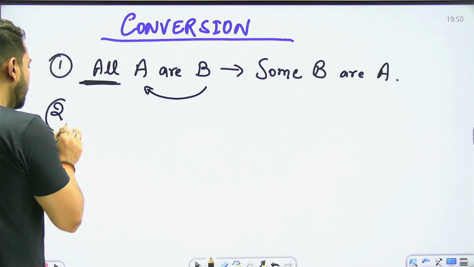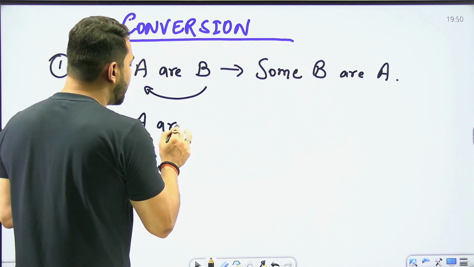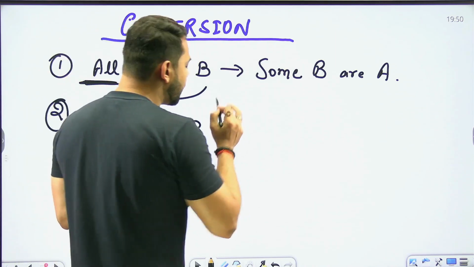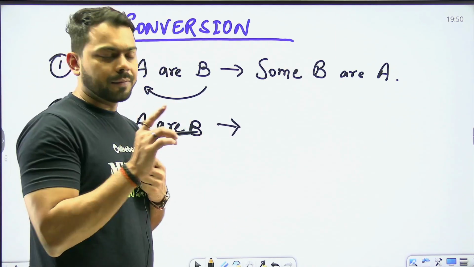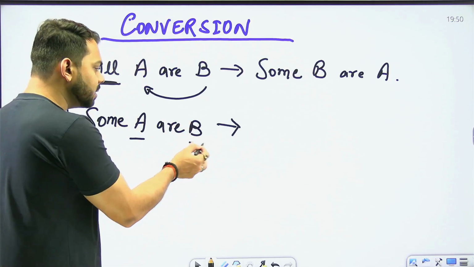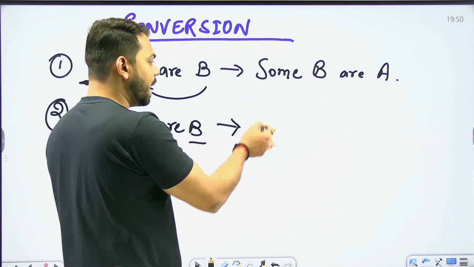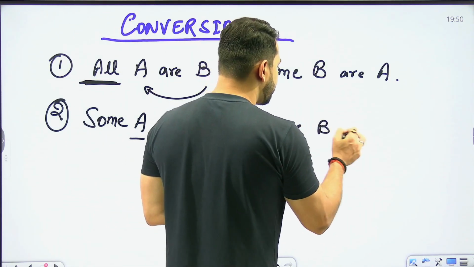Second one is, if it is given some A are B, then the conversion of a some type of statement is some only, but the elements will be different. Here it is given some A are B. A is the subject and B is the predicate, but after conversion it will be like some B are A.